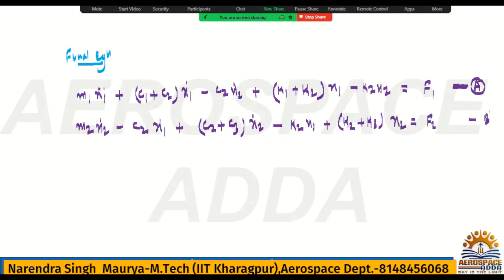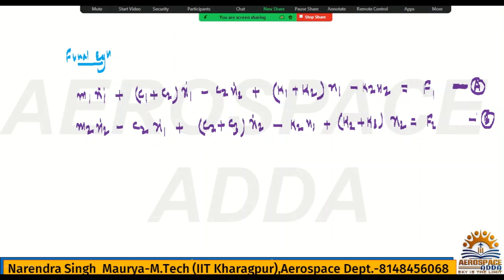These two equations we have. Any technique you have learned in your engineering, you can apply and find the value. Because it's a second order differential equation, we have to use the matrix method, otherwise it will be very difficult for us to solve these equations. We have to write this in matrix form and then we'll solve.